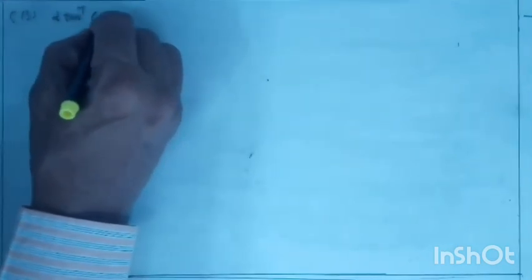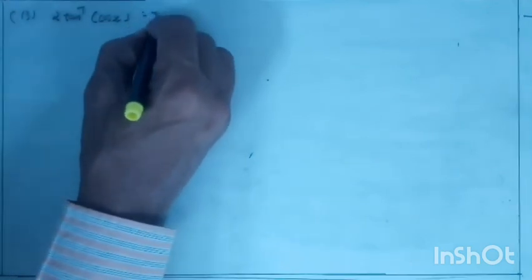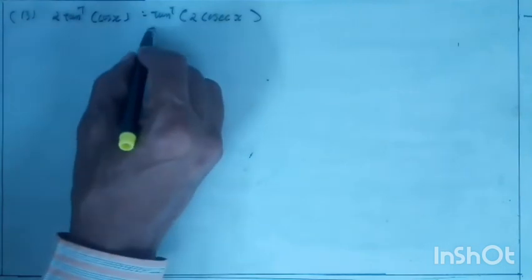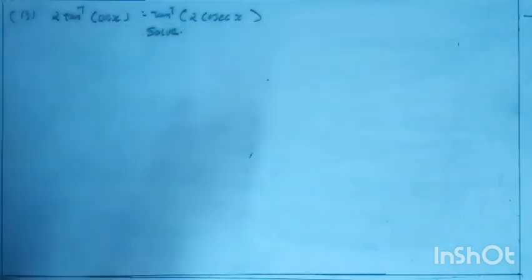Now question number 13. Prove that 2 tan inverse cos x is equal to tan inverse 2 cosec x. Solve this. Solve, that means we get the value of x.